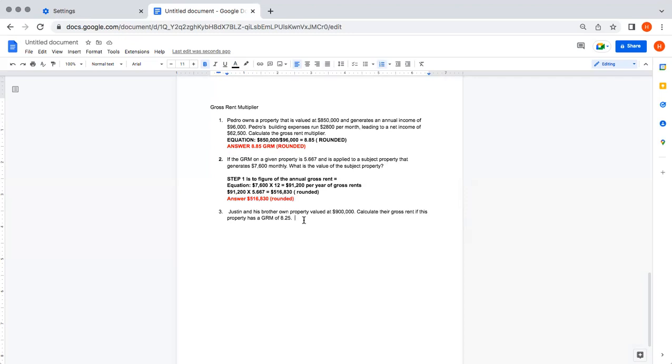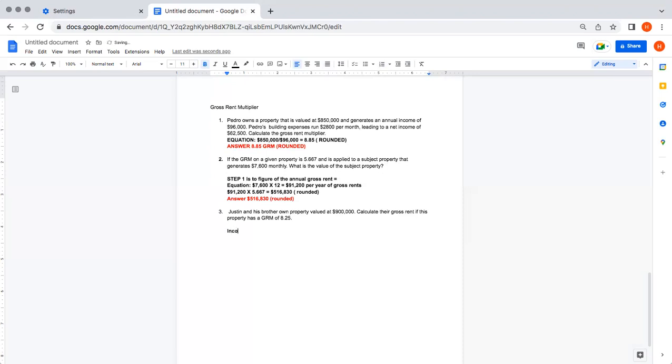Right. And so in this one, it says Justin and his brother own a property valued at $900,000. Right. Calculate the gross rents if the GRM is 8.25. All right, so that's going to be a very easy question, and we're just going to take the $900,000 and divide it by the multiplier. We're going to come up with the gross rents. This is probably one of the easier ones.